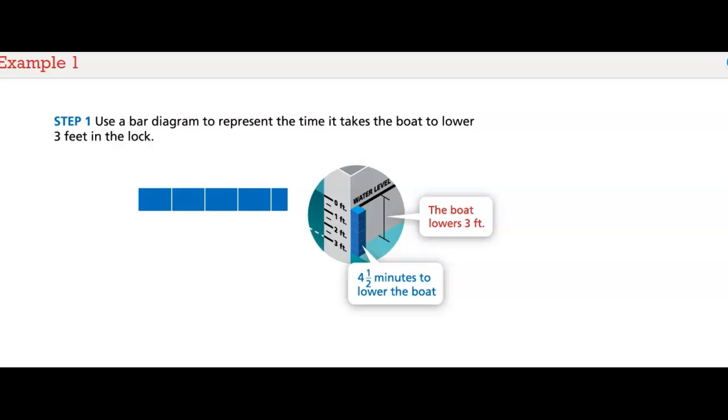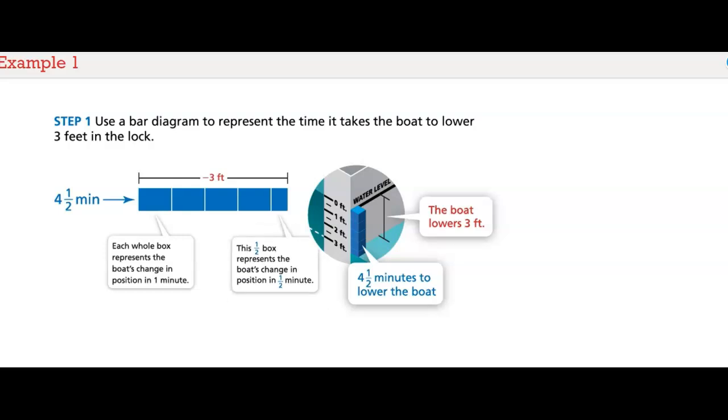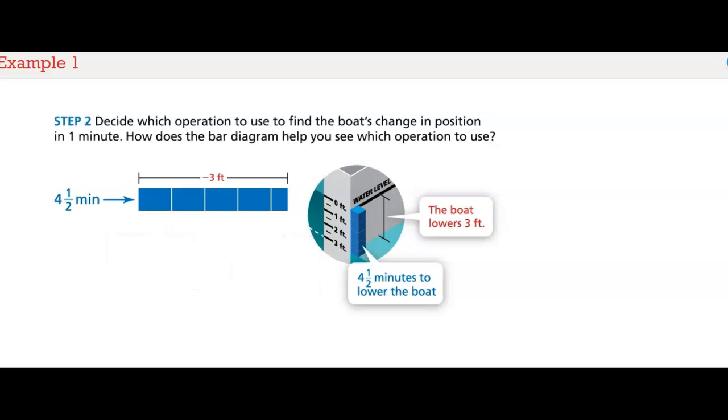The first step is to draw a bar that shows the total time it takes to lower the boat 3 feet. Each whole box represents the boat's change in position in 1 minute. This half box represents the boat's change in position in 1/2 minute. Now you need to decide which operation you will use to find the boat's change in position in 1 minute. How does the bar diagram help you see which operation to use?